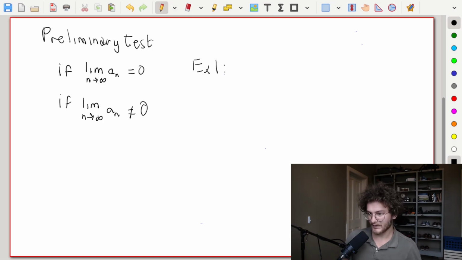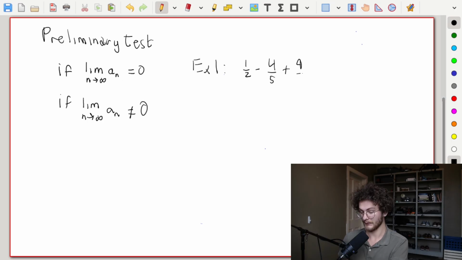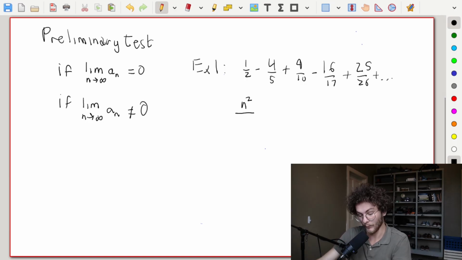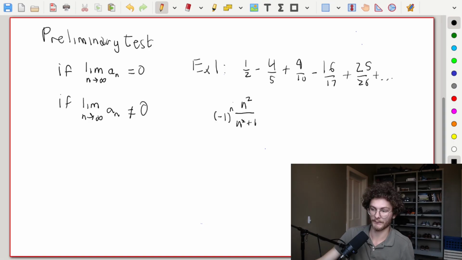Let's take an example. So let's take the series 1/2 minus 4/5 plus 9/10 minus 16/17 plus 25/26 plus dot dot dot. Okay, so we're going to have to figure out what a sub n is. We can say this is n squared over n squared plus 1. And now it's going plus minus plus minus plus minus. That tells us we want to add a (-1) to the nth power. Why? Because (-1) to the first power, that's -1. (-1) to the second power, that's +1.